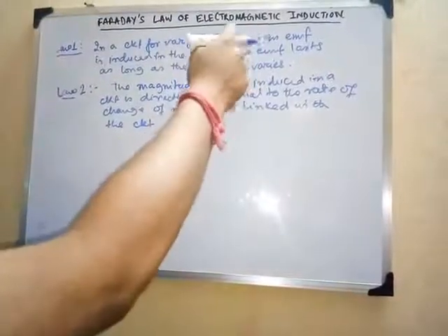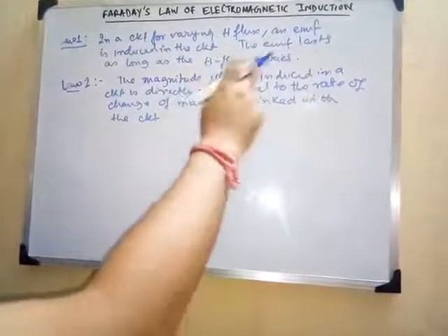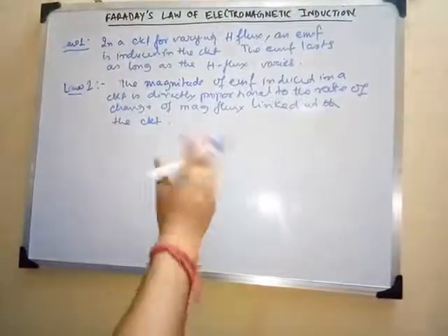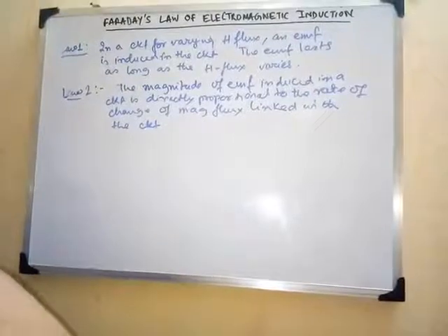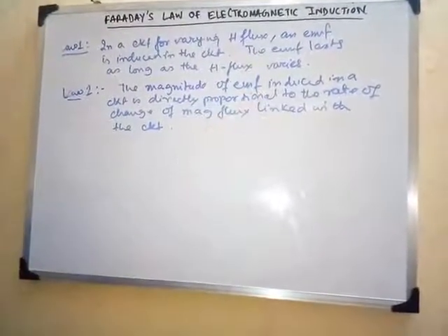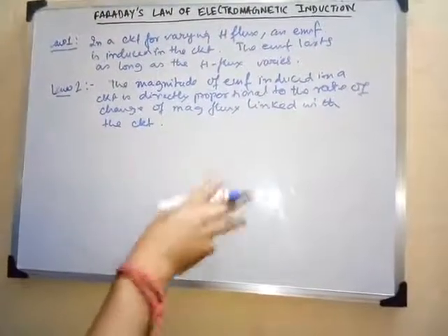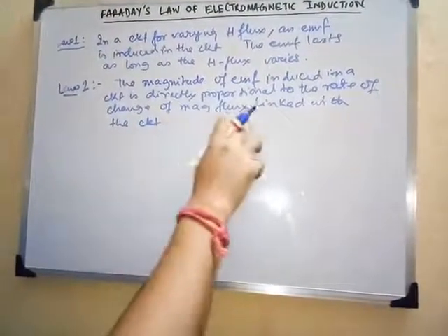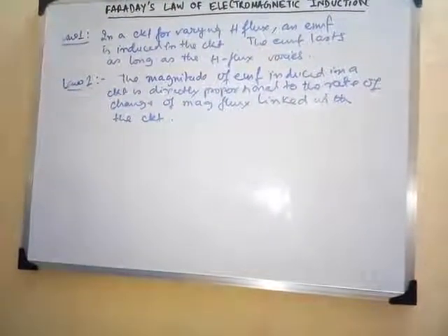there is some varying magnetic flux present, some EMF will be generated and it will last as long as this variation continues. So in law 2, the magnitude of the EMF which is generated is directly proportional to the rate of change of magnetic flux. Now that means that what amount of EMF is generated within the circuit depends on how much variation of magnetic flux is occurring within that particular circuit. So this was the stated law, law 2.